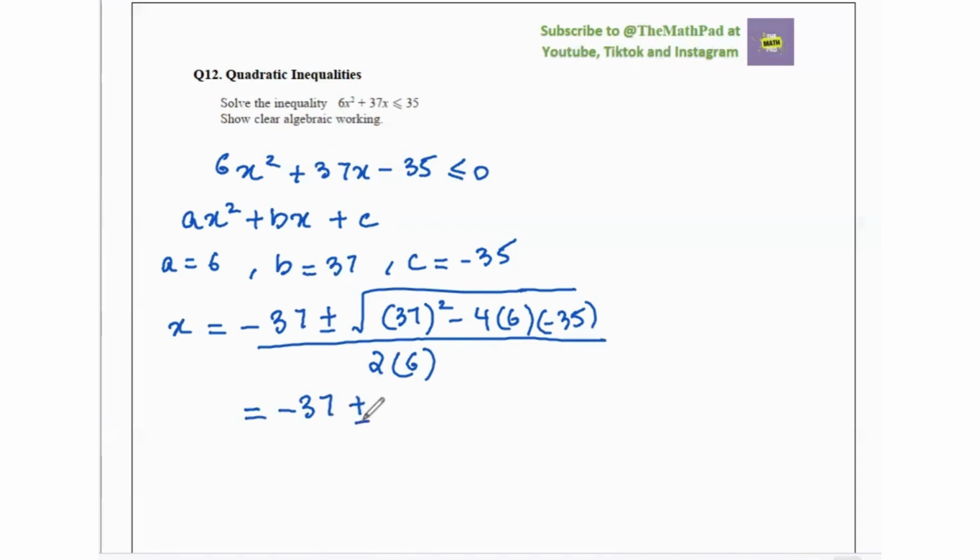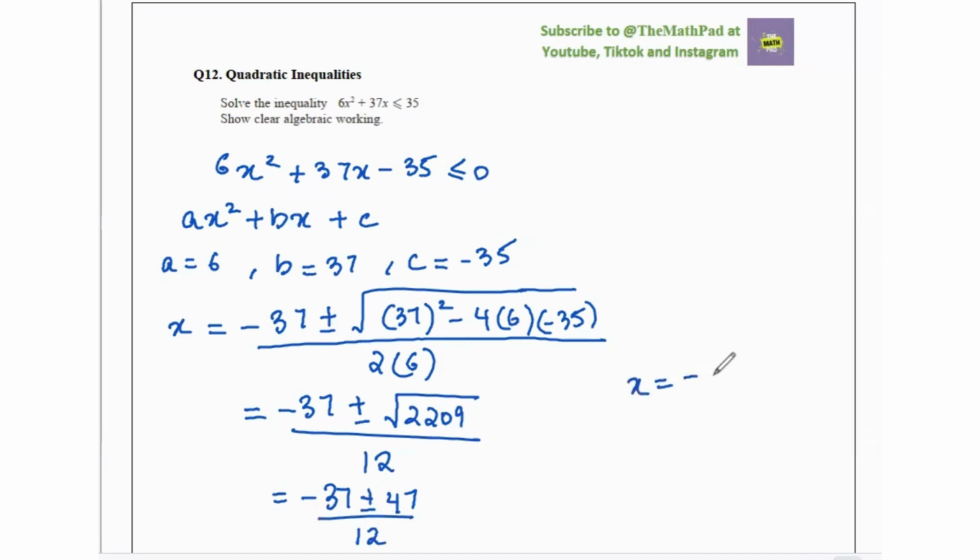So we solve the square root first. 37 squared plus 4 times 6 times 35. That's 2,209, over 12. The square root of 2,209 is 47. So negative 37 plus or minus 47, over 12.